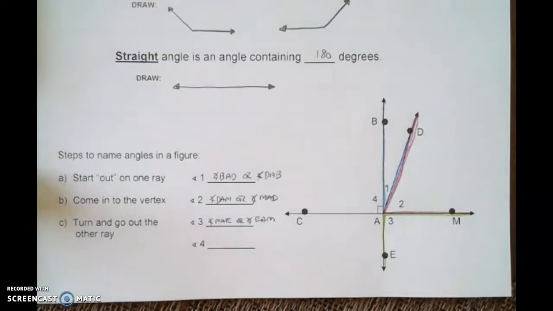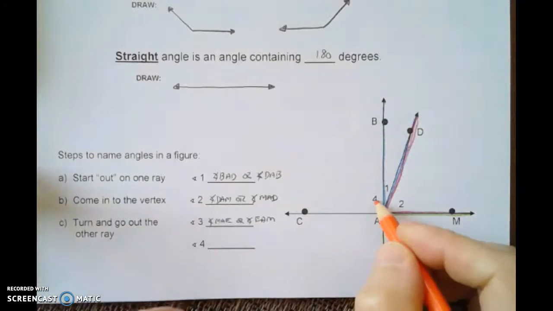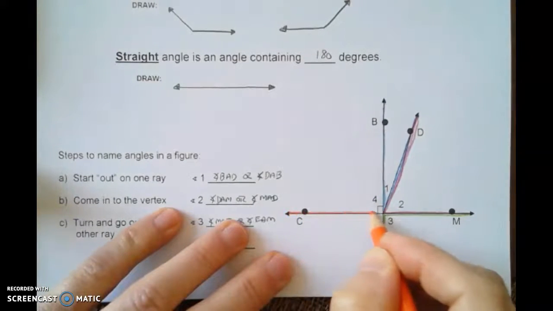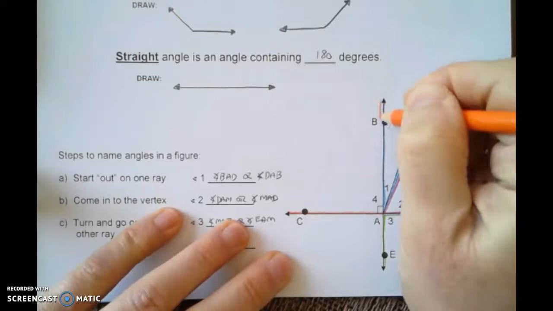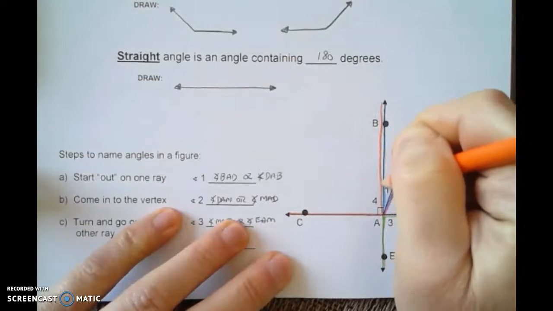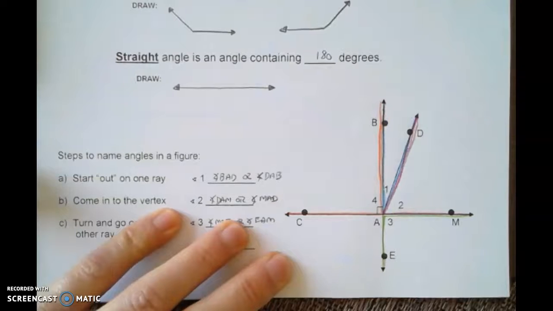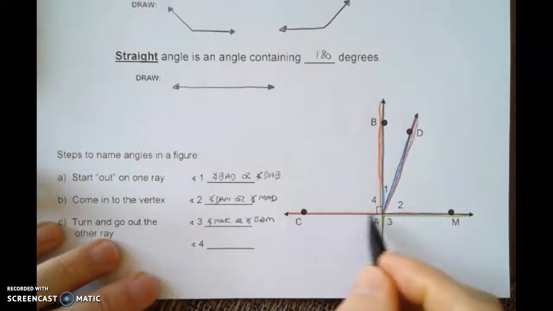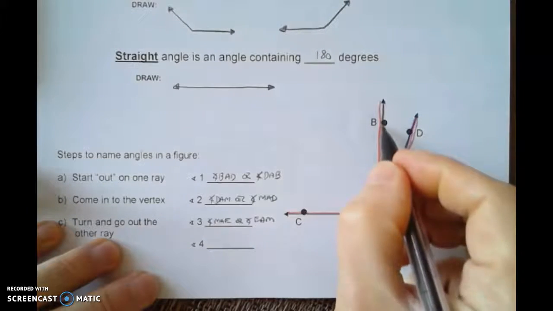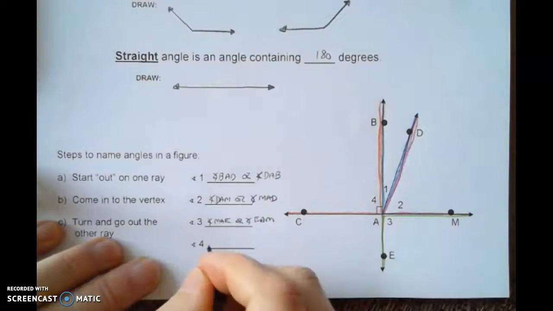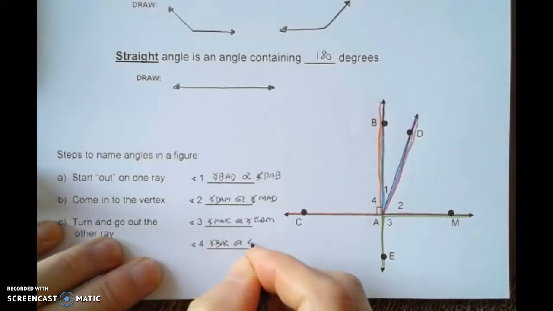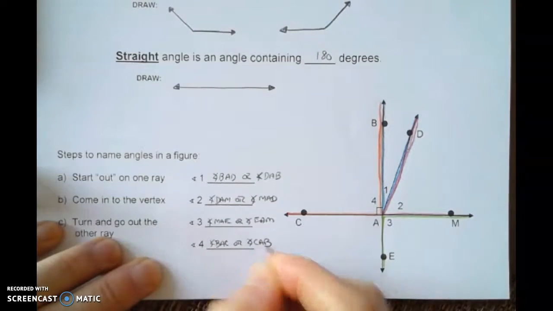Okay, finally, angle number 4. I'll use orange this time. Here's 4 in between these 2 rays, so let me trace these 2 rays in orange. Okay, and let's go ahead and name this one. This could be angle CAB or angle BAC. Either one's fine.